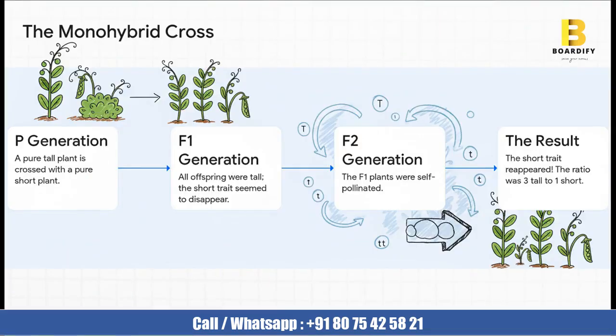So let's break down his biggest experiment, the monohybrid cross. He took a pure tall plant and a pure short plant and crossed them. Now you might think you'd get medium plants, right? Nope. In that first generation, the F1 generation, every single one of the offspring was tall. It was like the shortness just disappeared.